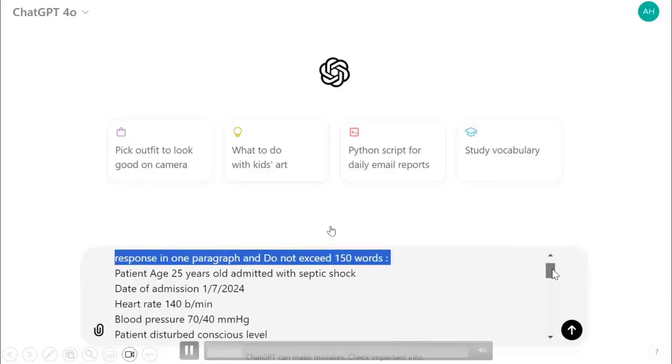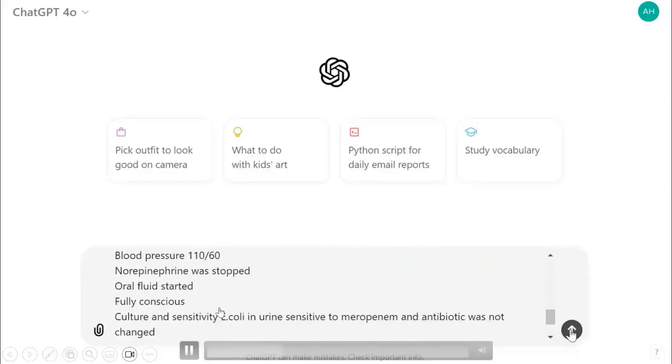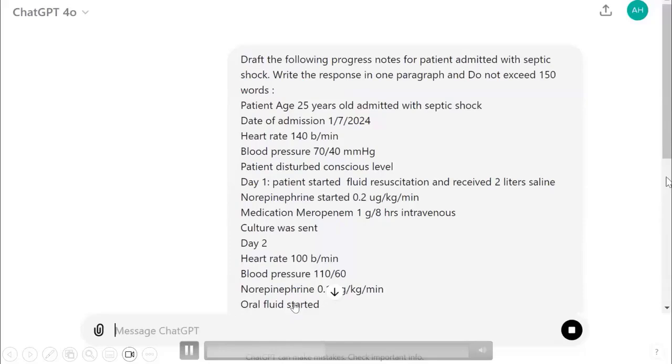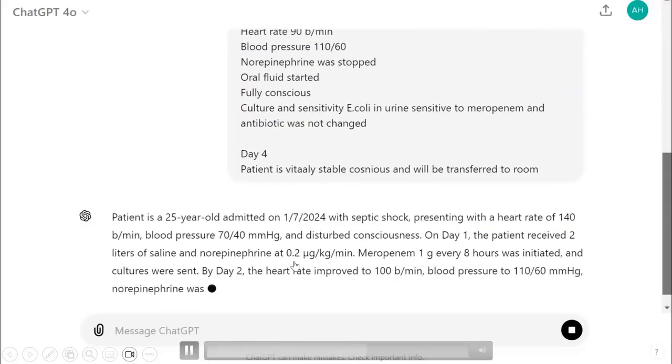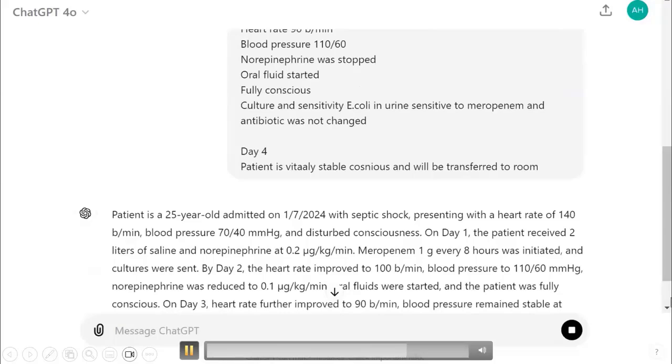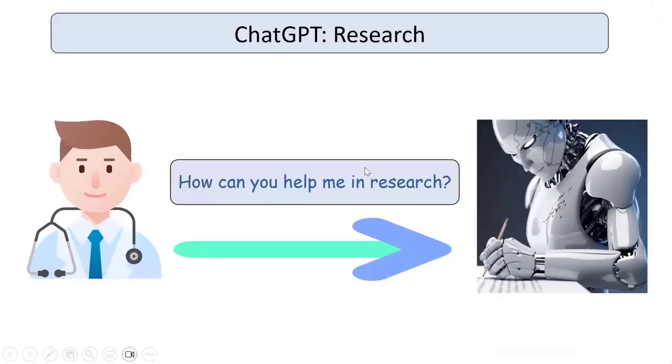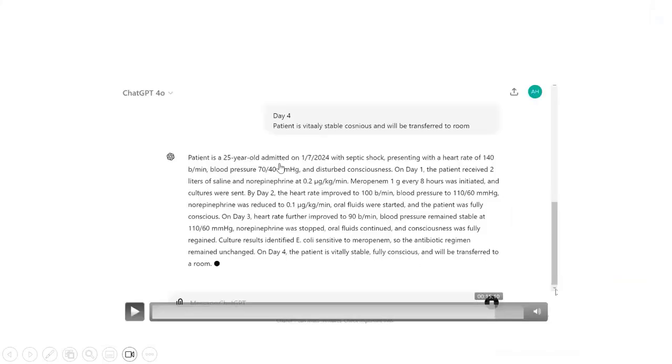Here is an example of the response. First of all, we put this in a draft, then ChatGPT will make this into one paragraph. Here is the response: the patient is 25 years old, admitted on the 1st of July with septic shock, presented with heart rate 140 and blood pressure 70/40. On day 1, the patient received 2 liters of saline and norepinephrine 0.2 microgram per kilogram per minute.